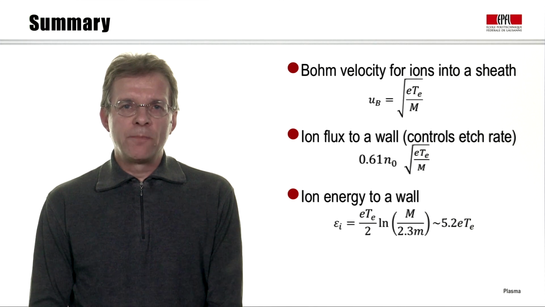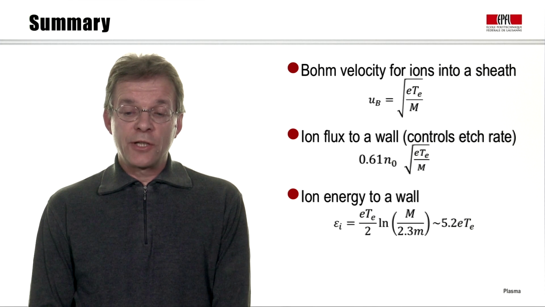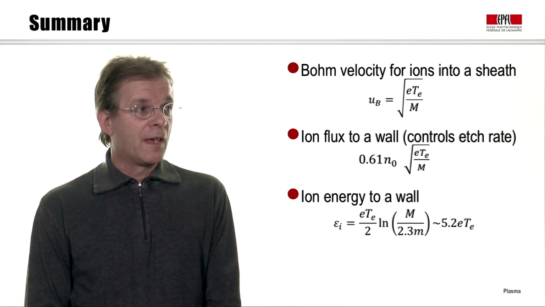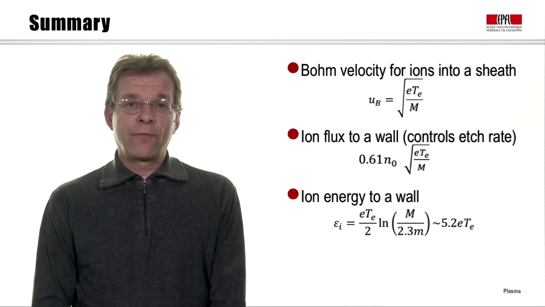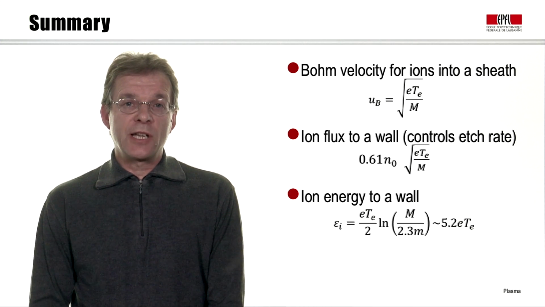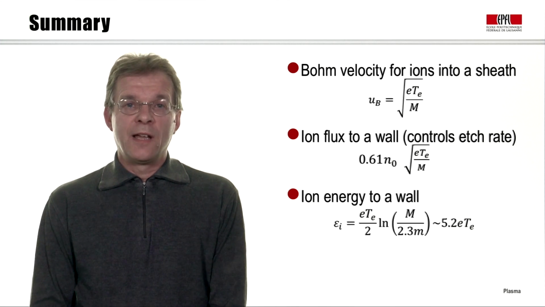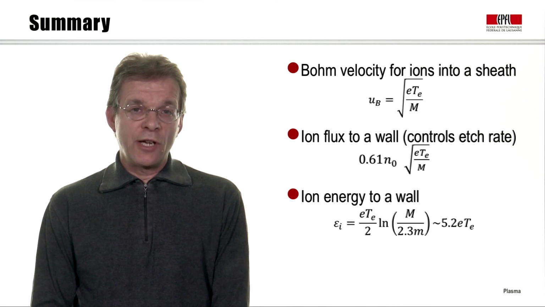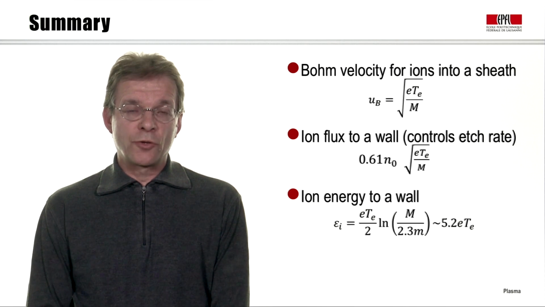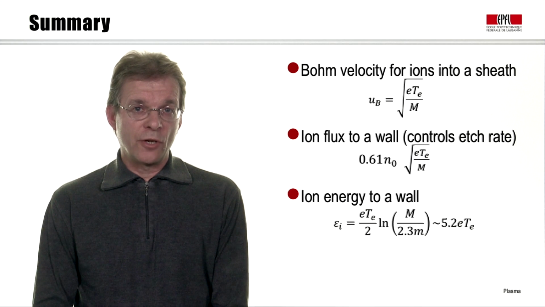To summarize this module, we have calculated the Bohm velocity for ions into a sheath. We've seen that the ion flux to a wall is 61% of the ion density in the plasma times the Bohm velocity. And we have calculated the ion energy of an ion from the plasma to the wall, which is about 5.2 times the electron temperature in volts.